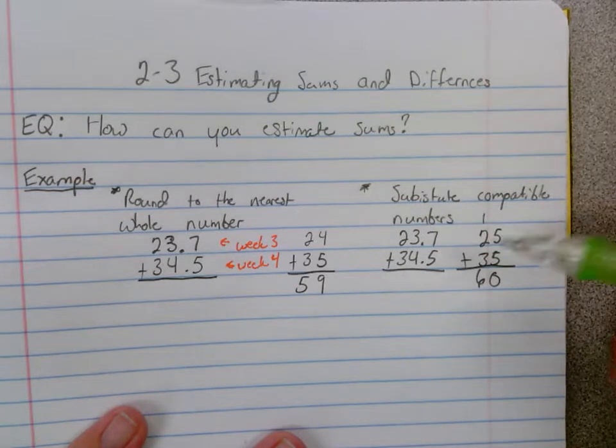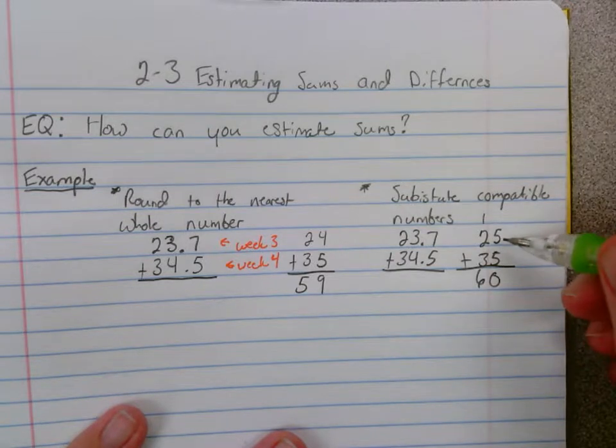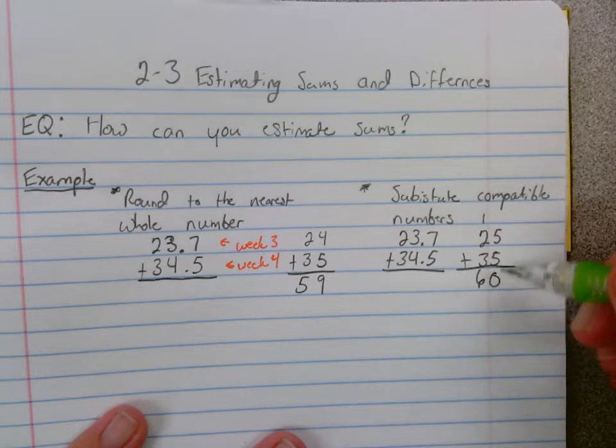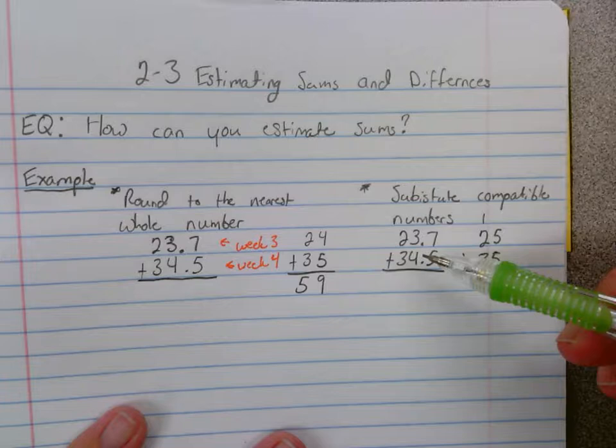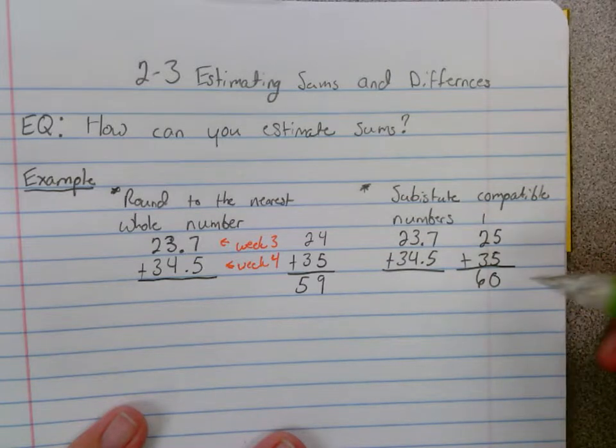Now, I want to prevent any misconceptions. Compatible numbers don't always have to be multiples of 5 or 10. They could be multiples of 2. They could be multiples of whatever two numbers are easy to add together. Personally, I think 23 and 34 are pretty easy to add together.